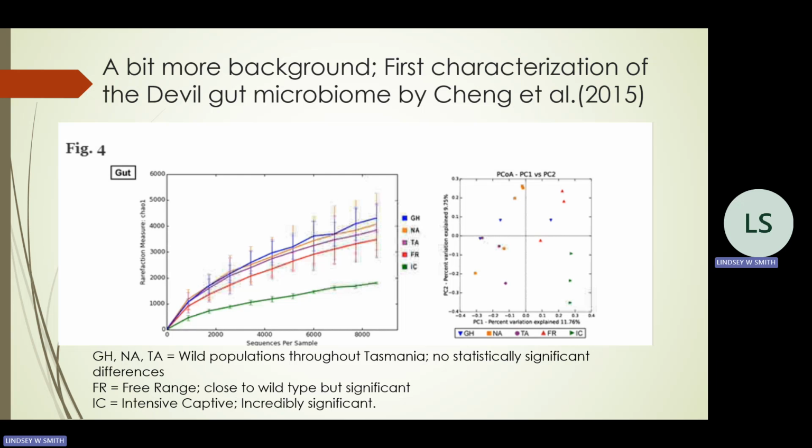So from this image, you can see clustering of the intensive captive population in the lower right-hand corner. This is illustrating that this population in particular has low diversity and also differs significantly from the other groups.